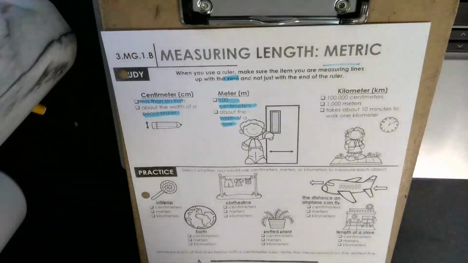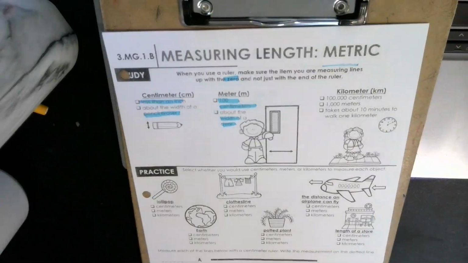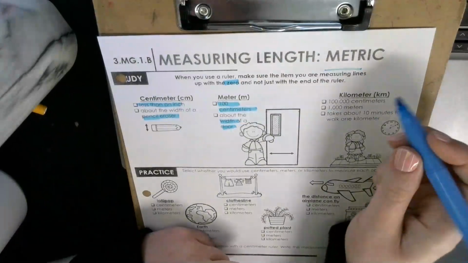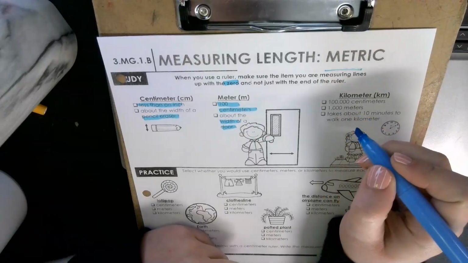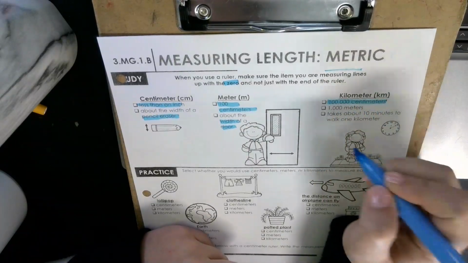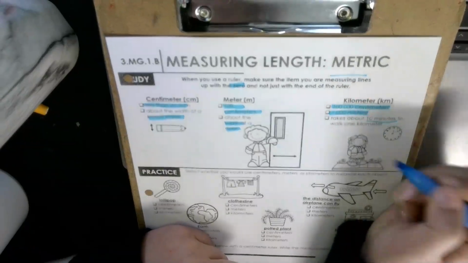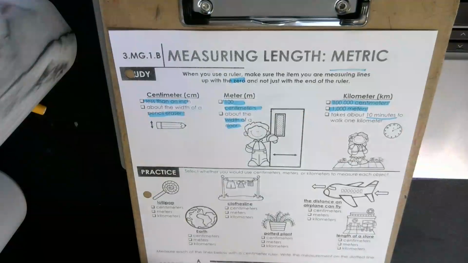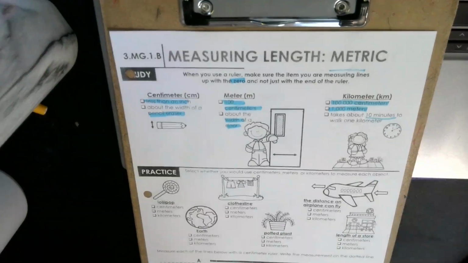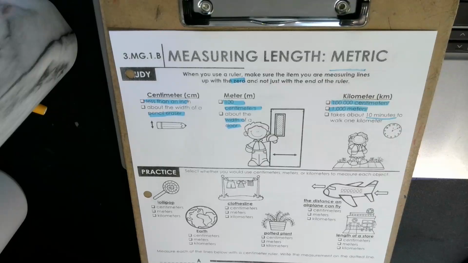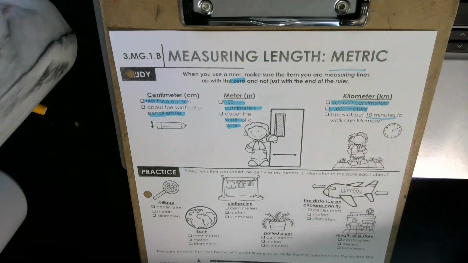About. Not exact, about. Lastly, kilometer. A kilometer is 100,000 centimeters, 1,000 meters, and it takes about 10 minutes to walk 1 kilometer. You'll see that a lot at the Olympics when they're doing races. They'll have races with distances measured by kilometer. All right, does that make sense?